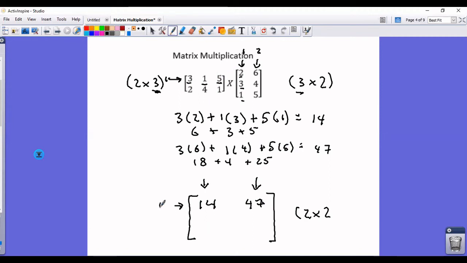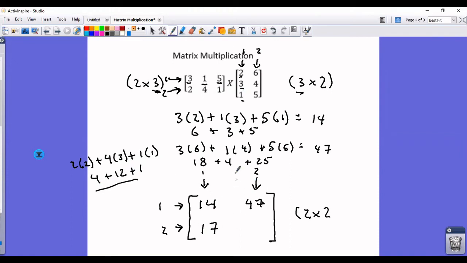So now if I want to do my second row, I have to go to the second row and first column. I'll do it over here. Second row now with all the numbers in the first column. The 2 goes with the 2, plus the 4 with the 3, plus the 1 with the 1. 4, 12, 1, 16, 17. So this would be 17.